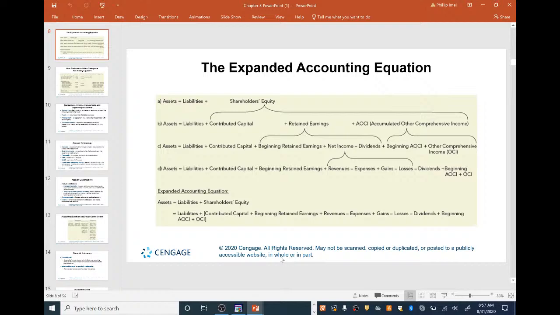Okay? Just spend some time on this, look through this. It really helps to understand these different components and how they flow through and how they're interrelated and how the effect of one has an effect on another.